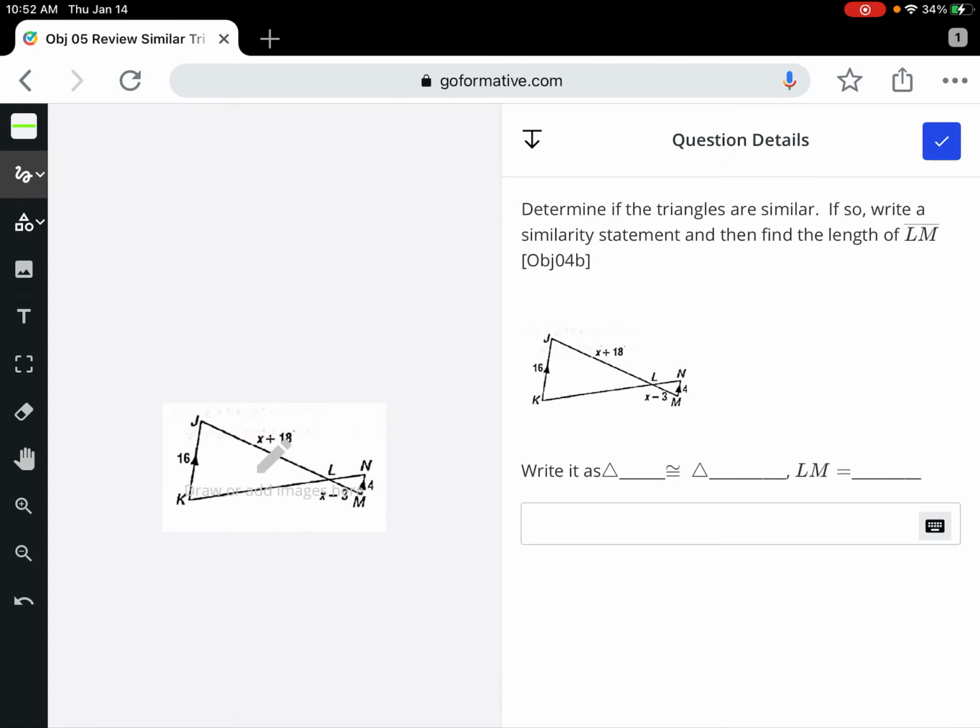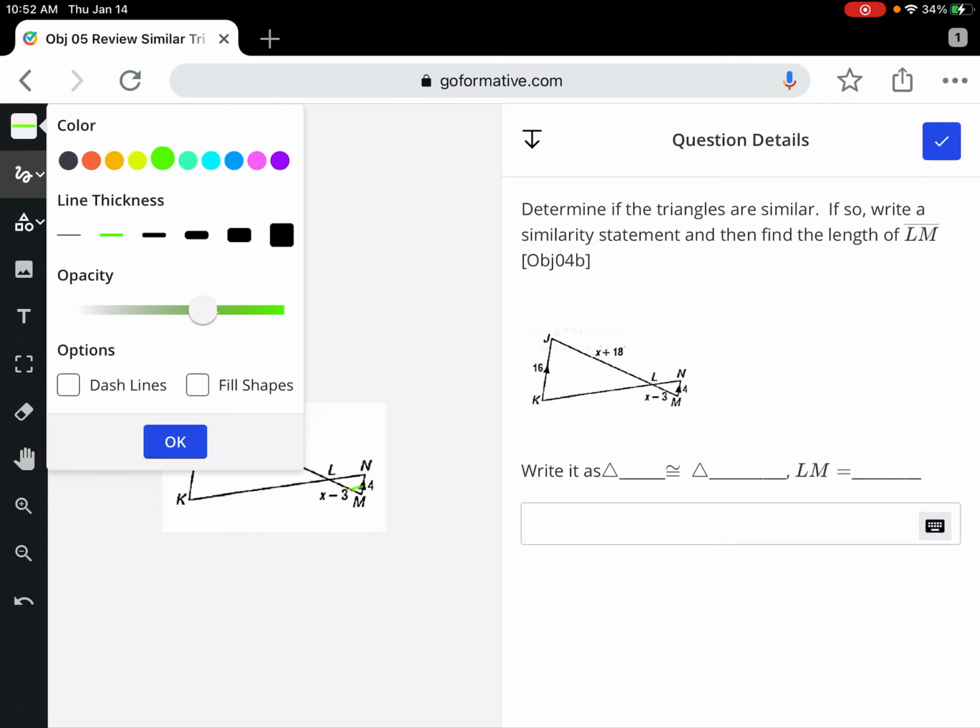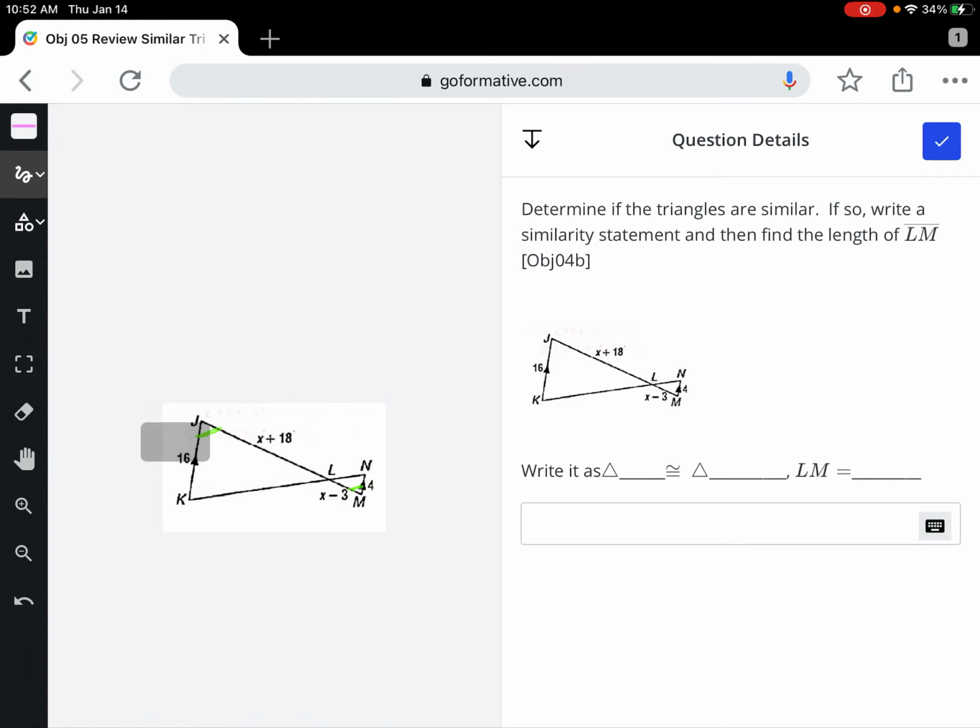First, you have to determine whether or not these triangles are similar. If these are parallel, this is not the only way to do it. I know those angles are congruent, and I know these angles are congruent. So I know things like triangle JKL is similar to triangle MNL.